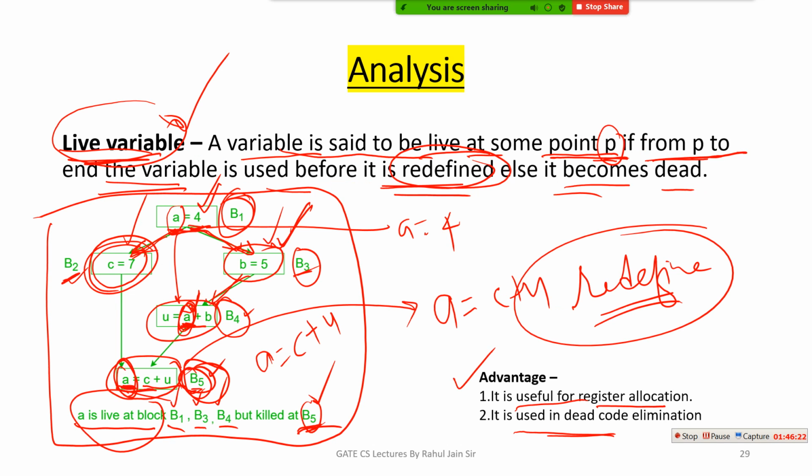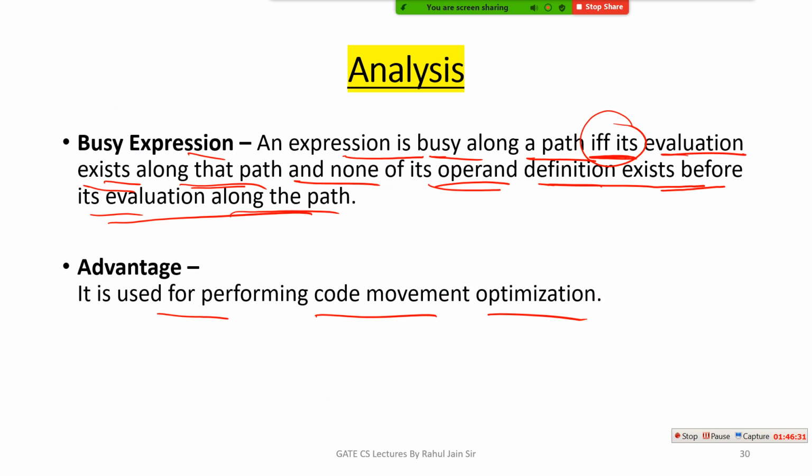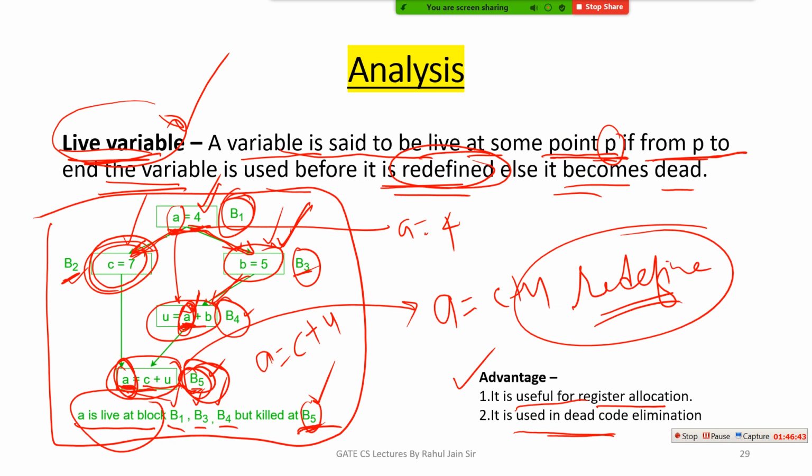For example, just 2 seconds. A busy expression is an expression which is busy along a path if and only if its evaluation exists along that path and none of its operand definitions existed before its evaluation along that path. If you observe here, this B1 can be said to be a busy expression because before it we don't have any definition. This C equals to 7 is called a busy expression because before that we don't have any definition of B2, that is C. For B equals to 5, we will say that it is a busy expression because before that we don't have any definition of that.